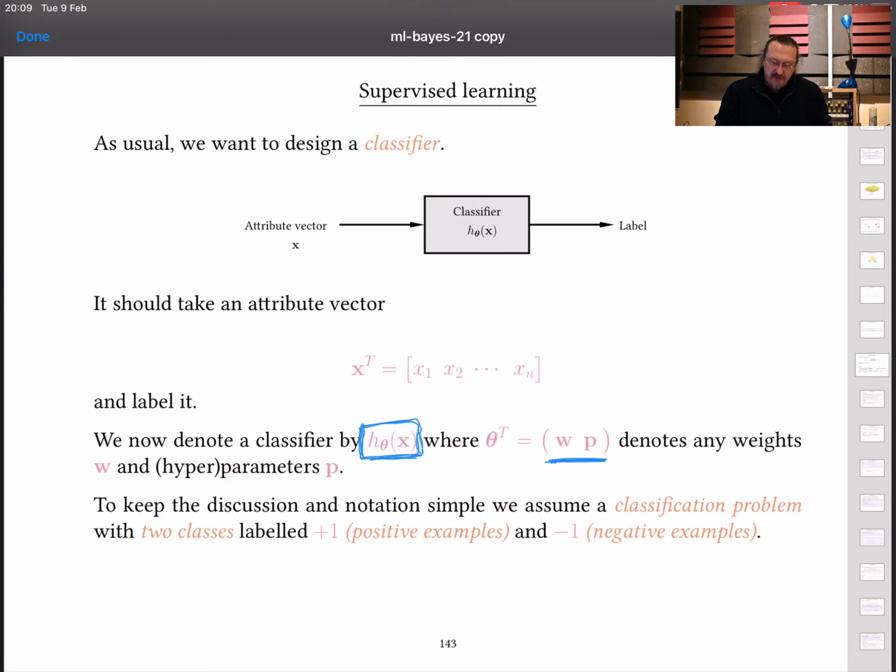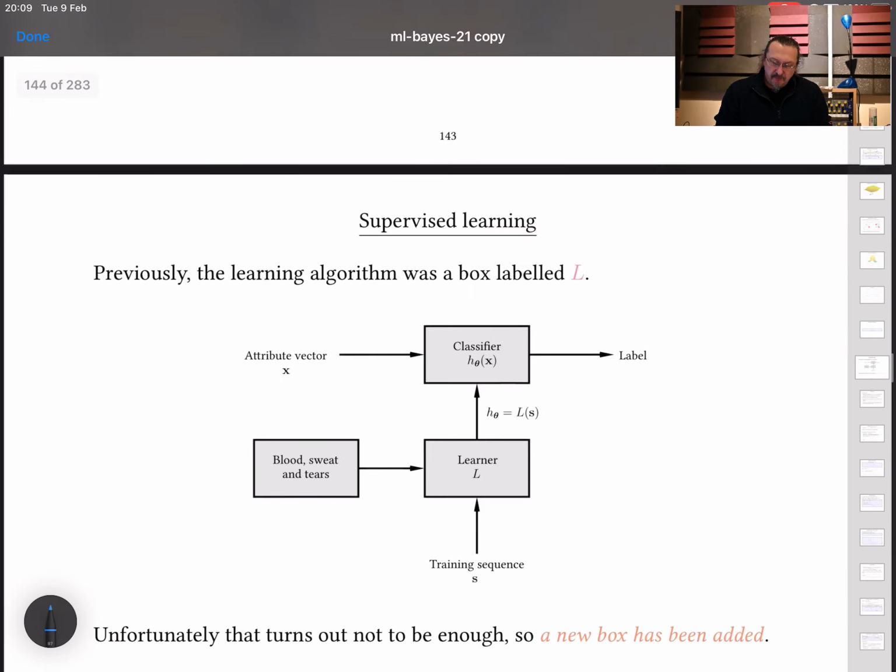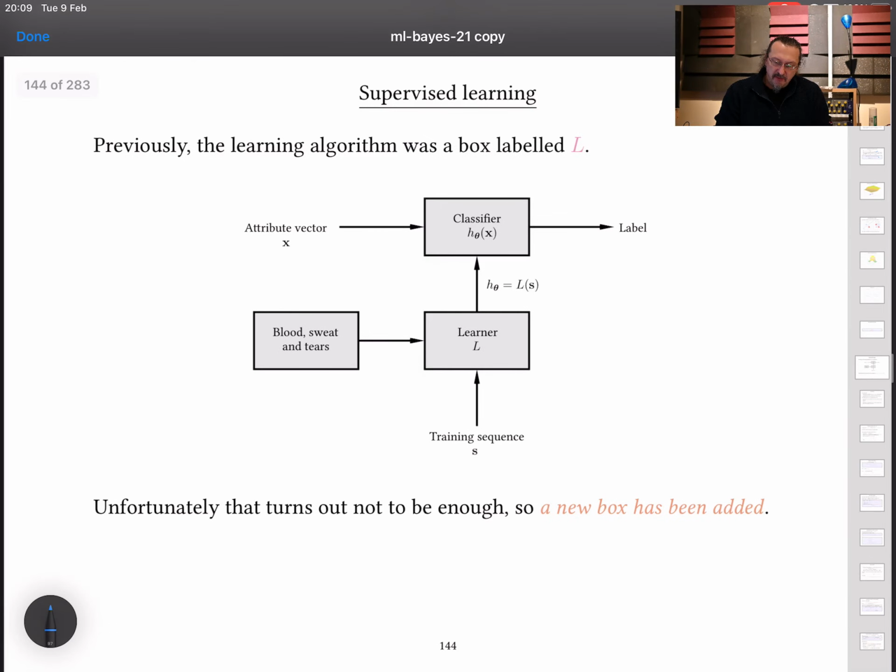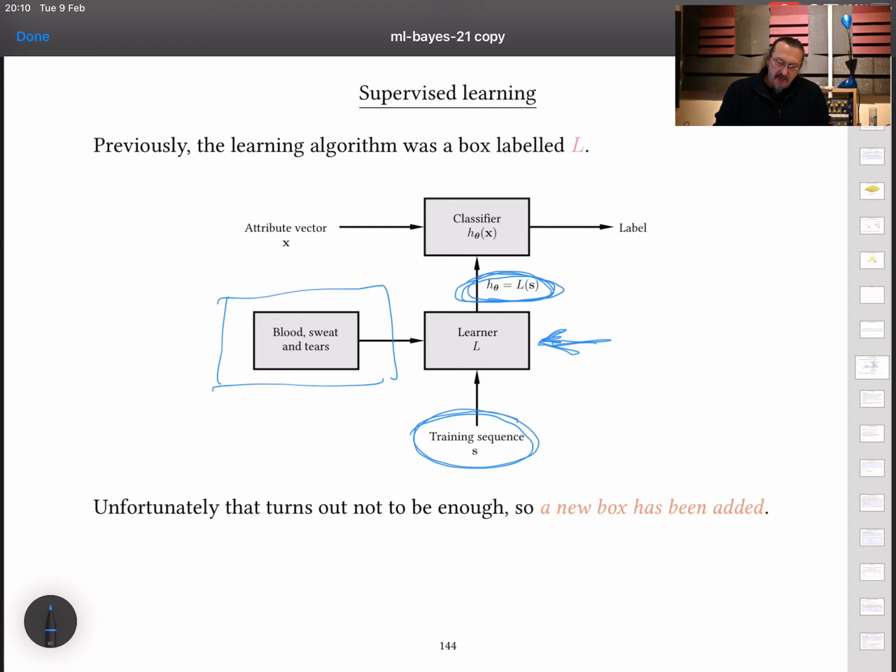When I spoke about this last year, I also gave you a diagram a bit like this, where we have the learner, which is taking a training sequence, S, and is picking our parameters so that the classifier we get is a function of S. Okay, L here is the learning algorithm. But the box that I left out last year is this one. I left out the blood, sweat and tears box. Now, what do I mean by this?